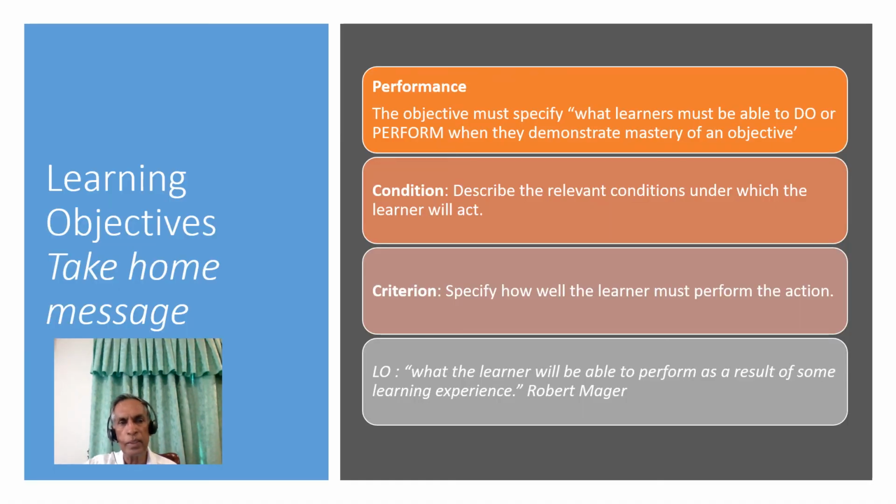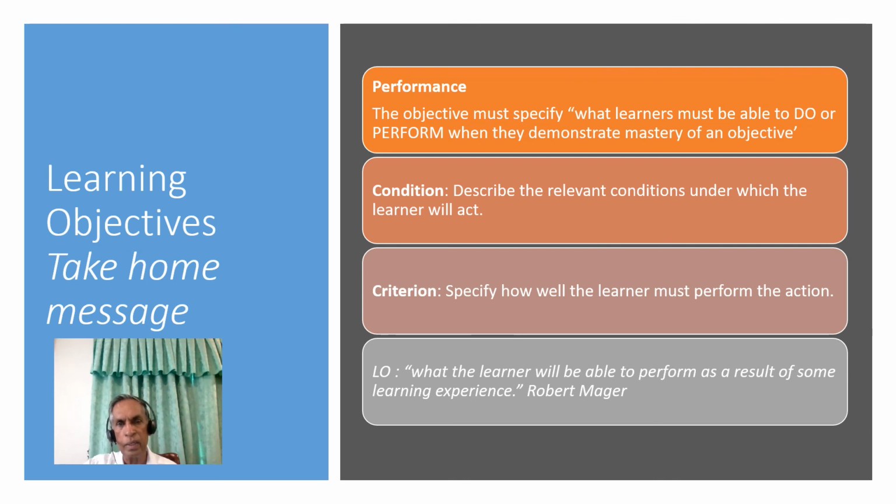Some take-home messages on learning objectives, as reflected by Robert Mager, who said that the learning objective should be what the learner will be able to perform as a result of some learning experience. Three important elements have been highlighted: performance, condition, and criterion. Performance relates to the objective, which must be specific: what learners must be able to do or perform when they demonstrate mastery of an objective.